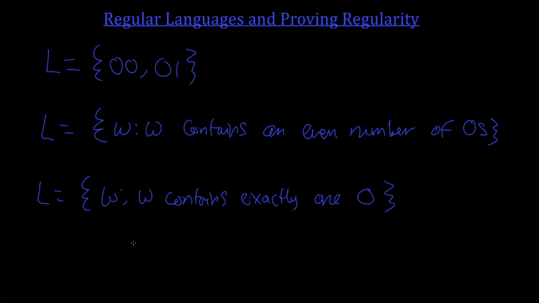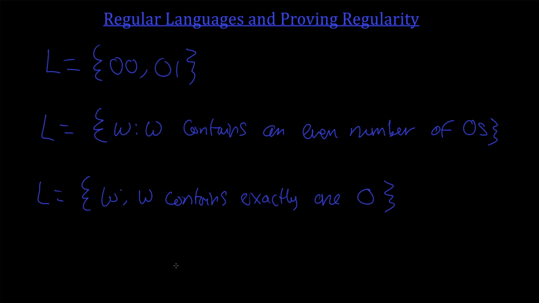So for example, the string 01 is in the language. The string 0111 is in the language. However, strings like 111 are not in the language because there's not exactly one 0. And let's consider epsilon, since we were just talking about that. Is epsilon in the language? Well, it turns out that epsilon is not in this language because the string containing no characters does not have exactly one 0. So epsilon cannot be in this language.